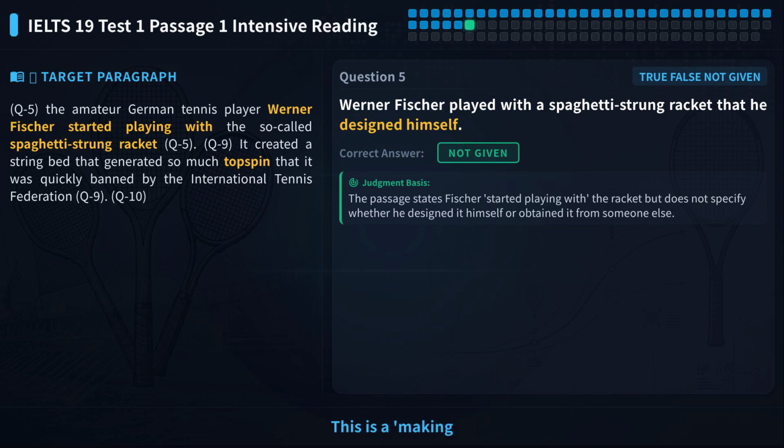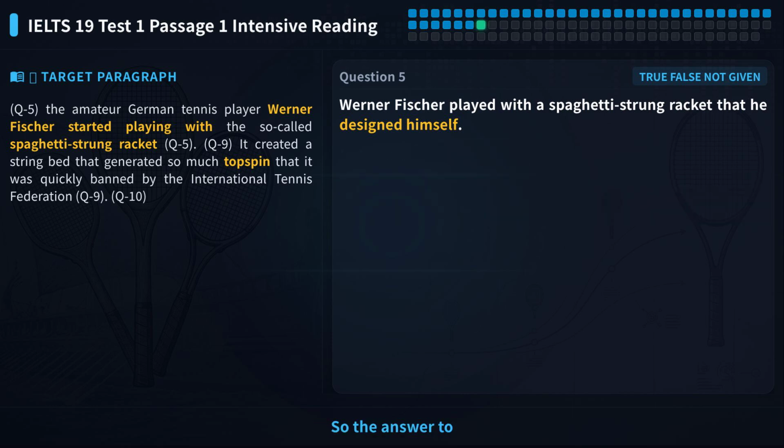This is a making something out of nothing trap. Note, the text does not say he didn't design it, it simply doesn't mention the designer at all. So it is not false, it is not given. So the answer to question 5 is not given.